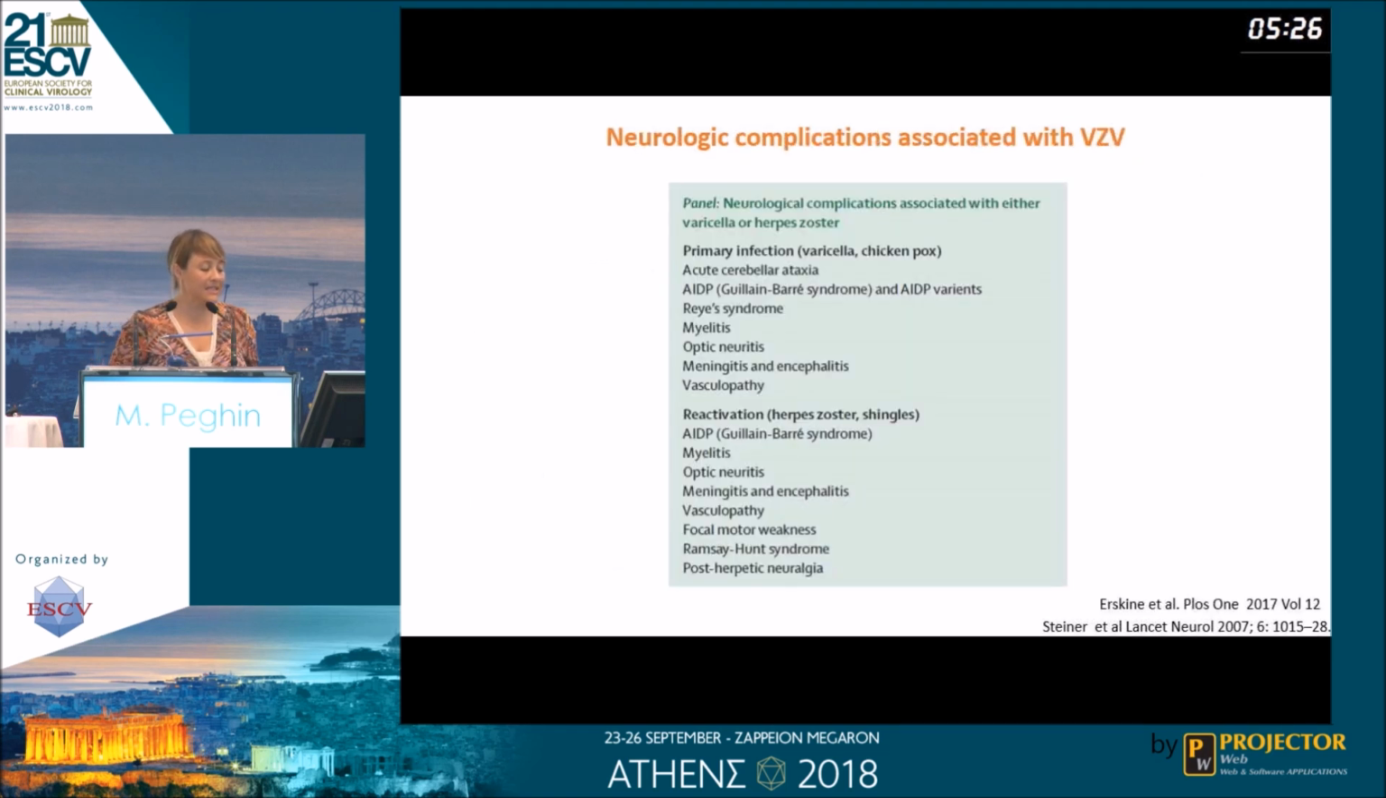This table summarizes neurological complications that have been associated with varicella zoster or herpes zoster, and are related to neurological damage and, as we said before, to vascular damage that can be produced in the central nervous system.